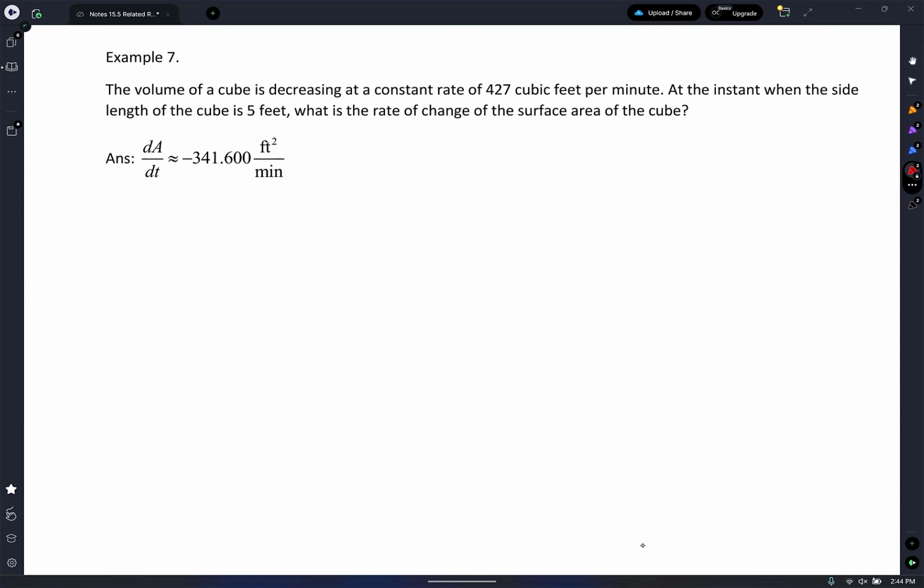The volume of a cube is decreasing at a constant rate of 427 cubic feet per minute. What's that? dV dt equals, and it's decreasing, so negative 427 cubic feet per minute. Are we still okay? At the instant when the side length of the cube is 5 feet, so S is 5.